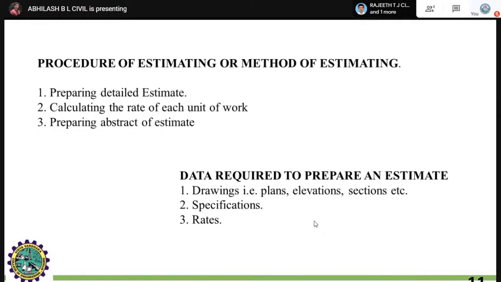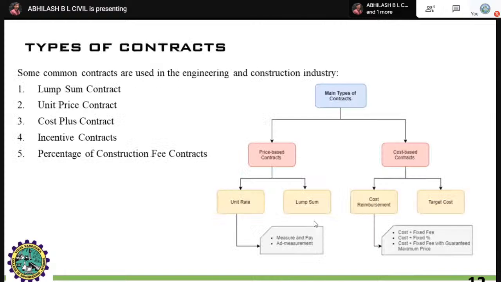That is DPR. Coming to the next, rates. As I told in the bill of quantities, you will get the rates of each and every individual material. That is the rate per unit of material, per kg, right? Per unit. This is how you will get it in the particular bill of quantities. Next is coming to the types of contractors, right?